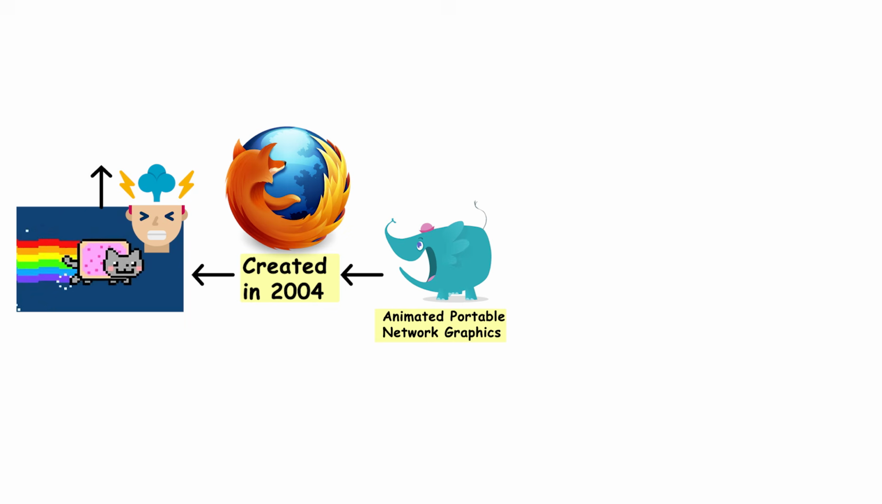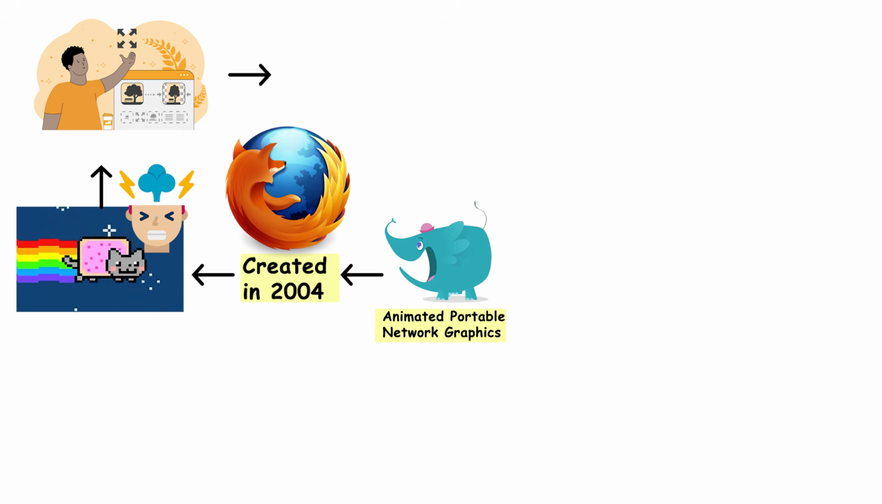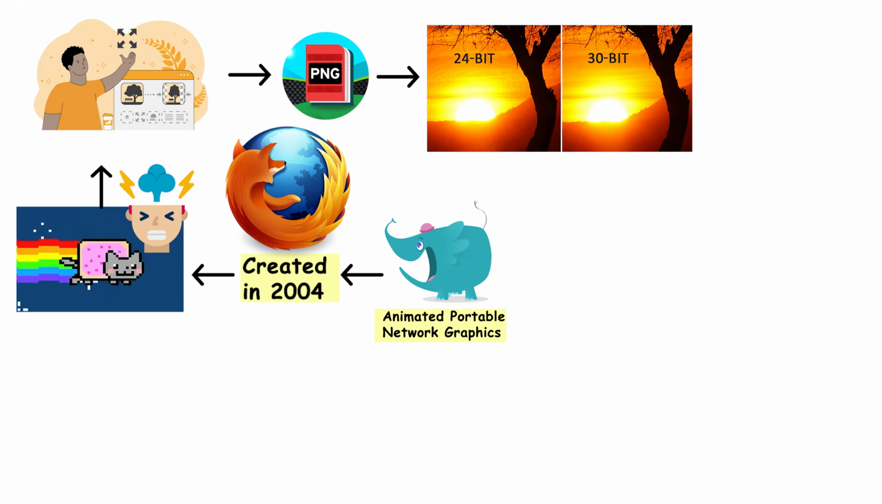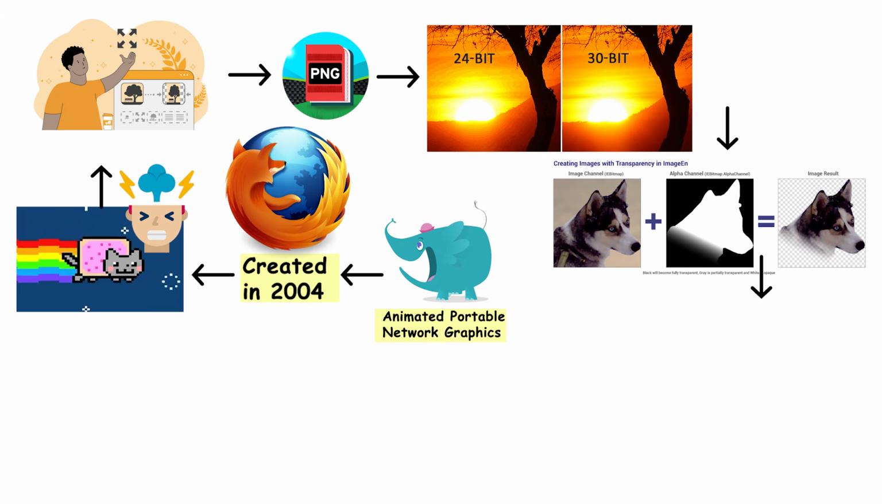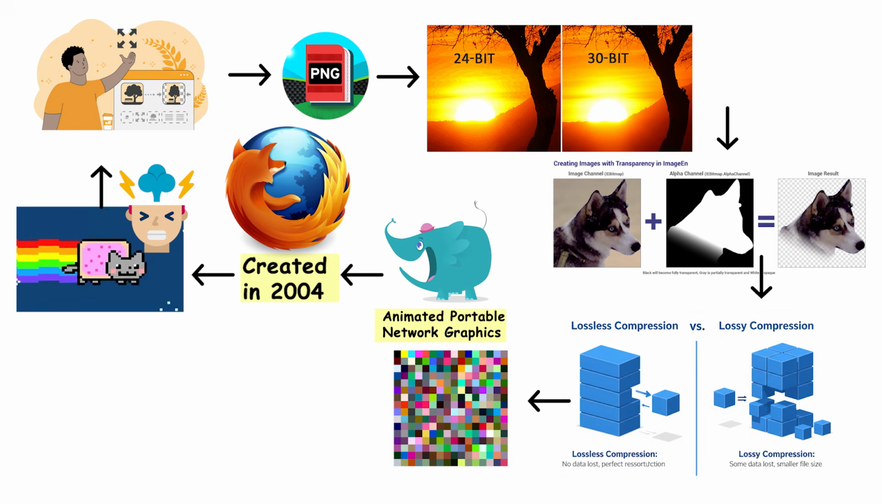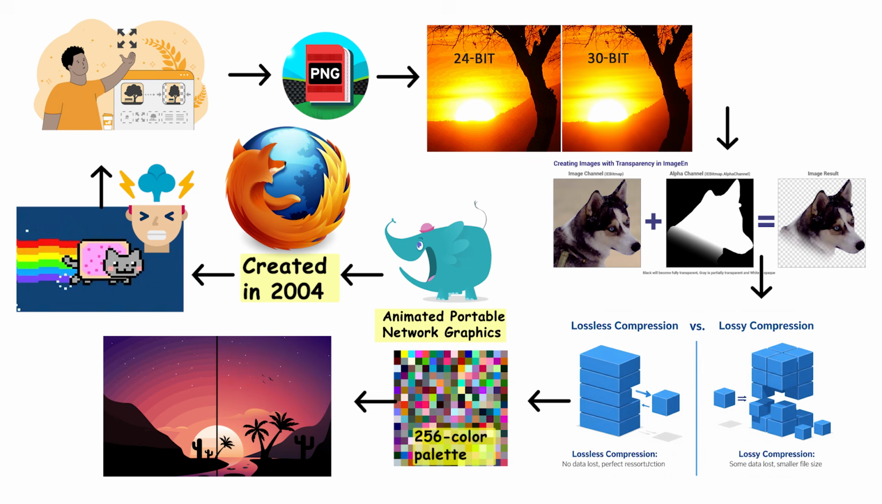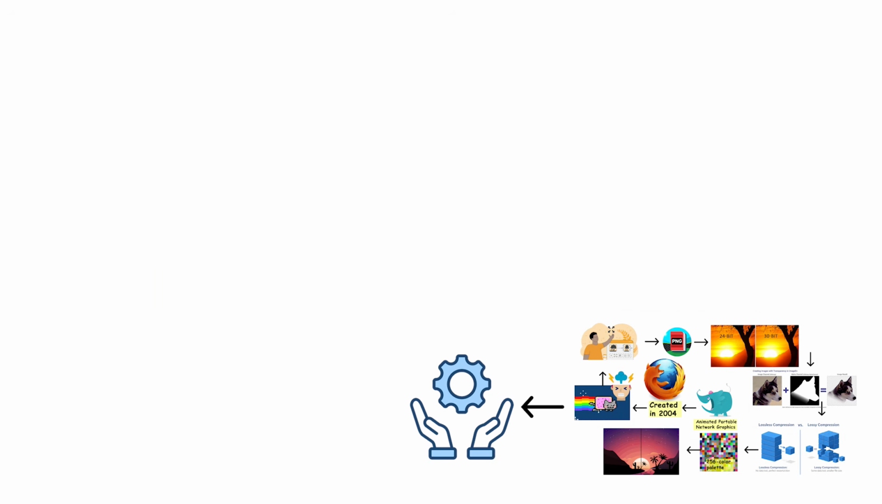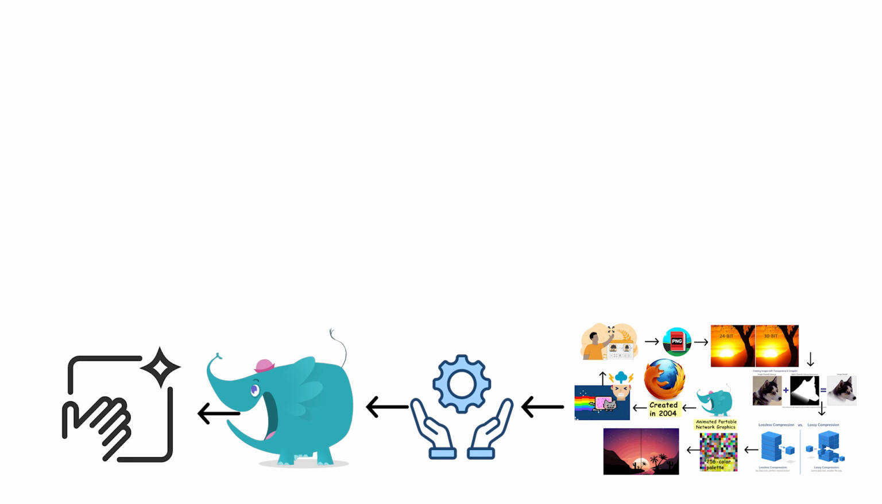APNG, or Animated Portable Network Graphics, was created in 2004 by Mozilla developers who were frustrated with GIF's limitations. APNG extends the PNG format to support animation while maintaining PNG's advantages: full 24-bit color, alpha channel transparency, and lossless compression. Unlike GIF's 256-color palette, APNG animations can display millions of colors with smooth gradients. The transparency support is particularly valuable for animated overlays and graphics that need to sit cleanly on variable backgrounds.